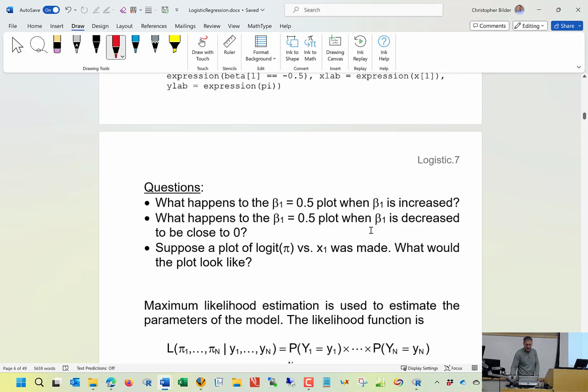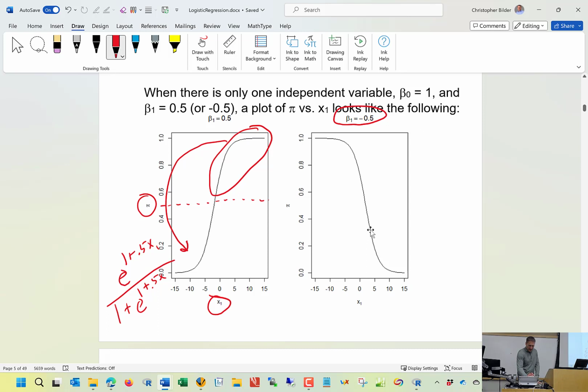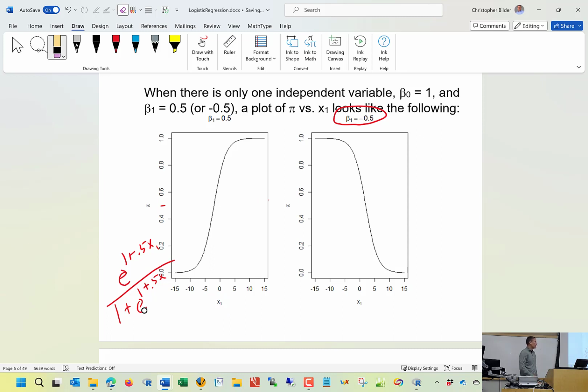Okay. Some questions. Come back up here to the plot. So beta 1 here was 0.5. What if I increase beta 1 to like 1, 2? What do you think will be the effect on this plot?